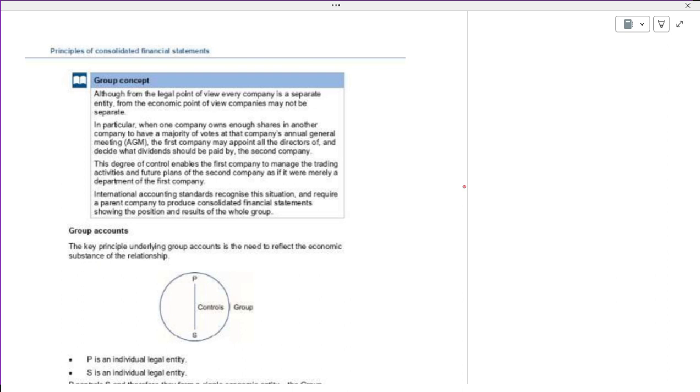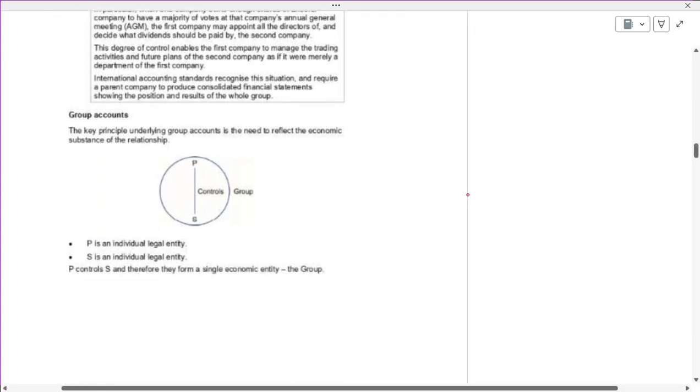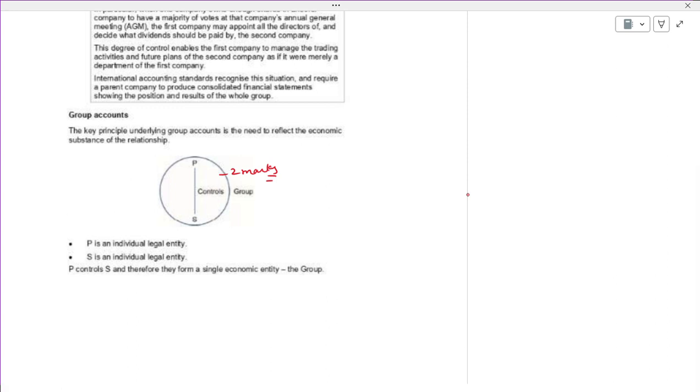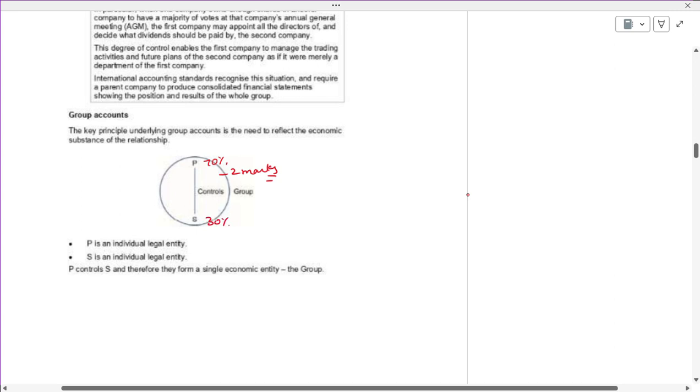Now, coming back to this, they gave the group concept and talked about the voting rights. This is the structure, and they will give you 2 marks for this. Now you can understand how important it is. In the question they will most of the time say P, parent company, and S, subsidiary company. They say that P acquired 70% of the shares of S Limited.